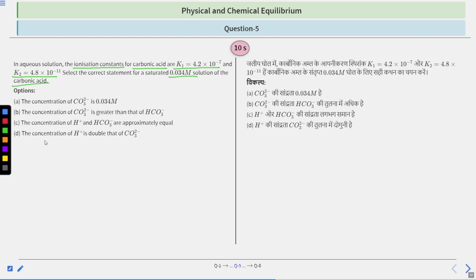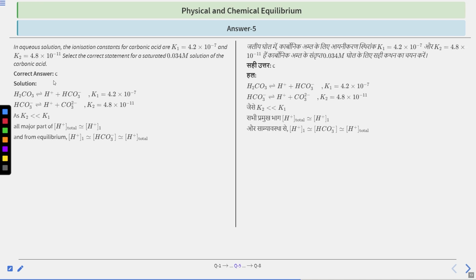So the statements and options are: the concentration of CO3 2- is 0.034 molar. The concentration of CO3 2- is greater than that of HCO3 minus. The concentration of H positive and HCO3 negative are approximately equal. The concentration of H positive is double that of CO3 2-. So you have 10 seconds to solve this question. After that, we will see the answer. Okay, so the correct answer will be option C.